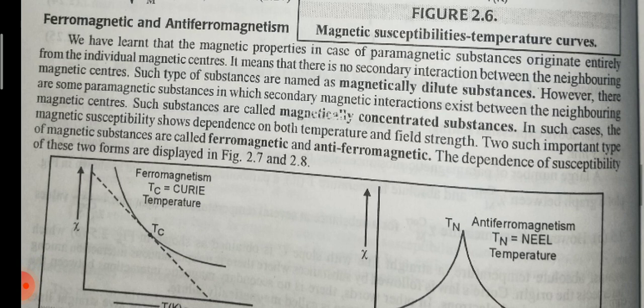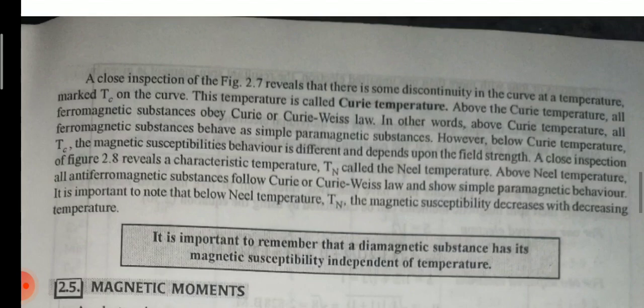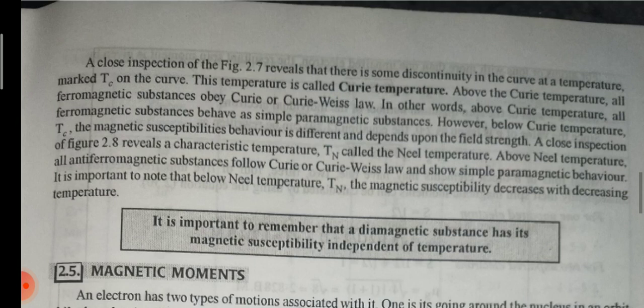In such cases, the magnetic susceptibility shows dependence on both temperature and field strength. Two such important types of magnetic substances are ferromagnetic and antiferromagnetic. The dependence of susceptibility of these two forms is displayed. A close inspection reveals that there is some discontinuity in the curve at a temperature marked Tc on the curve. This temperature is called the Curie temperature.